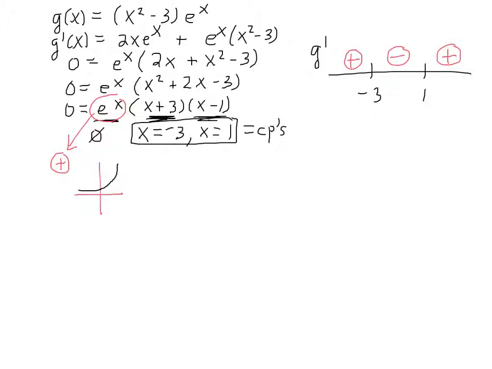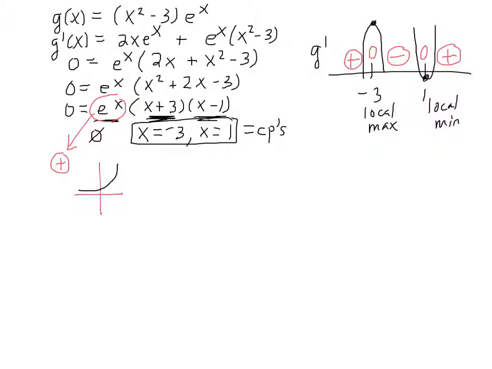Now, I should add here that above negative 3 and positive 1, we have zeros because that's where the derivative is equal to 0. Okay, so we are trying to find the absolute and local extrema on g. So we know that because our function here is increasing and then decreasing, we're going to have a local max at negative 3 and at 1. Because the function is decreasing and then increasing, we're going to have a local min.